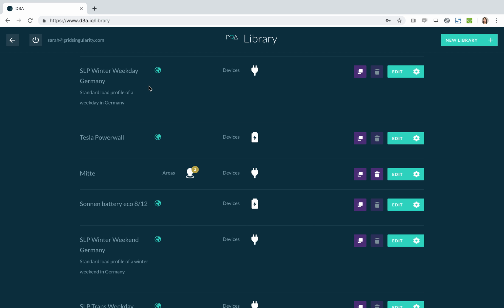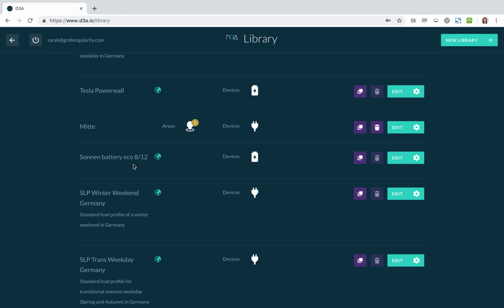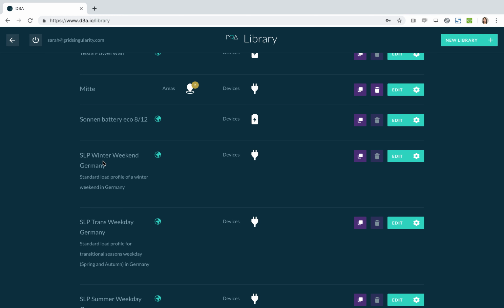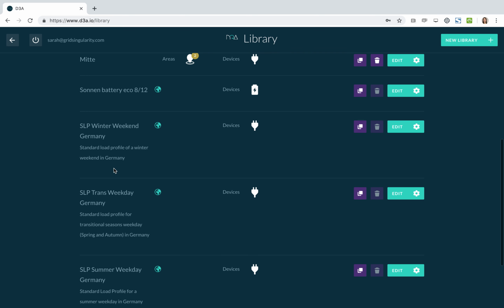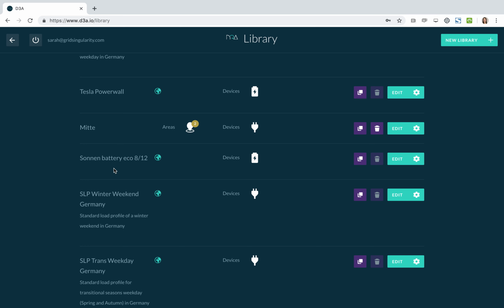What we started to do is put different load profiles that we found here, and also model different devices. So we have Tesla Powerwall, the Sonnen Battery Eco, and then we have some of these standard load profiles for different load types in Germany. This is to help users take different profiles and incorporate them into their simulation. And in the future, users will also be able to provide their own profiles into the Community Library.